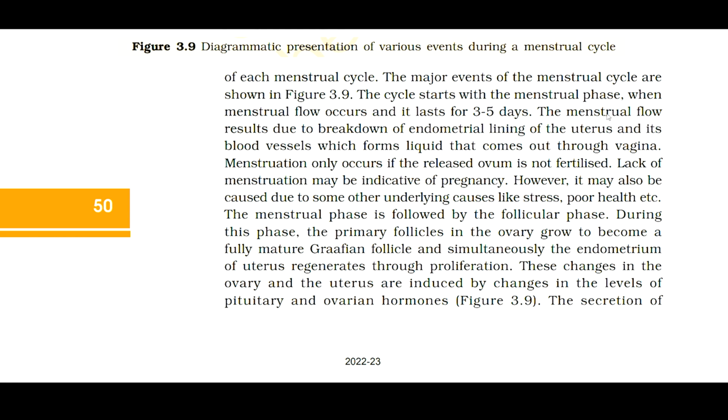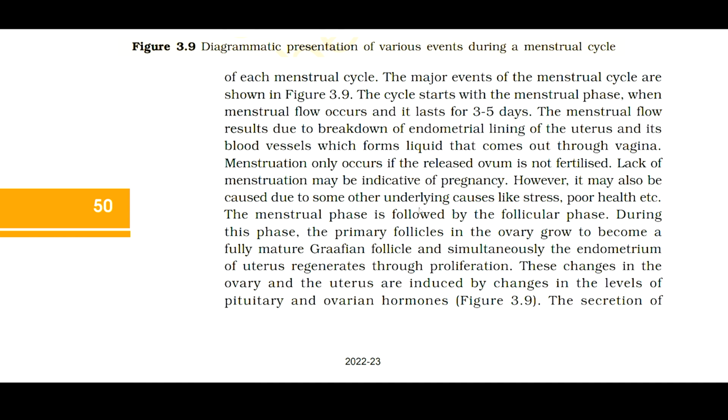The cycle starts with the menstrual phase when menstrual flow occurs and it lasts for 3 to 5 days. The menstrual flow results due to breakdown of the endometrial lining of the uterus and its blood vessels, which forms liquid that comes out through the vagina. Menstruation only occurs if the released ovum is not fertilized. Lack of menstruation may be indicative of pregnancy. However, it may also be caused due to some other underlying causes like stress, poor health, etc.